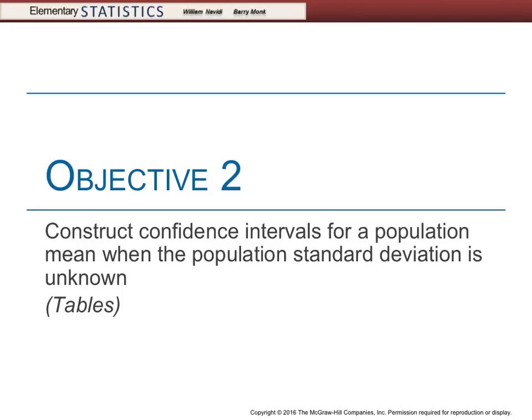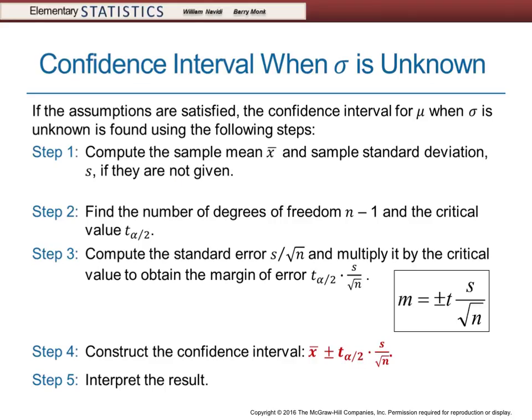So the second objective is to construct the confidence interval for a population mean when the population standard deviation is unknown. So here are the steps. If the assumptions are satisfied, the confidence interval for mu when sigma is unknown is found by using the following. Compute the sample mean and the sample standard deviation.